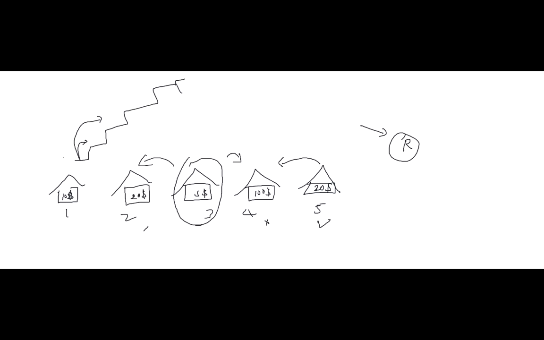Like here, what I can do, I can steal from this house and this house. So the total amount would be 120. That would be the maximum, because I cannot skip this one, right? So if I am choosing this one, I cannot steal from this house and this house. So I have to pick either this or this. So I can take the maximum one, that means this 20.